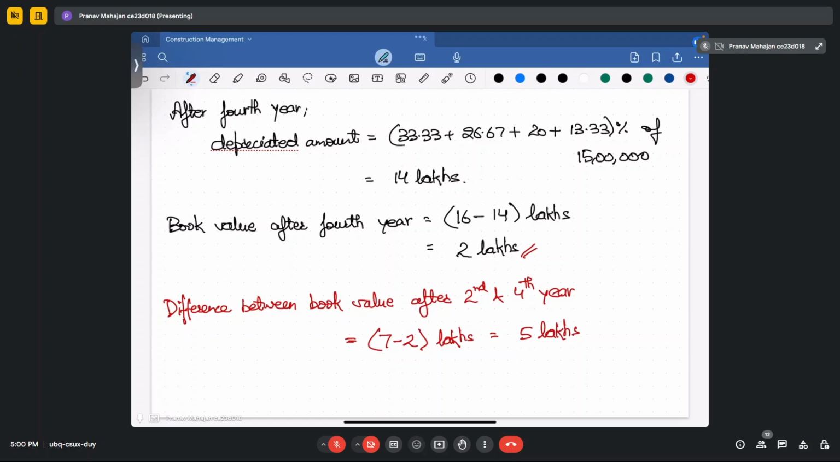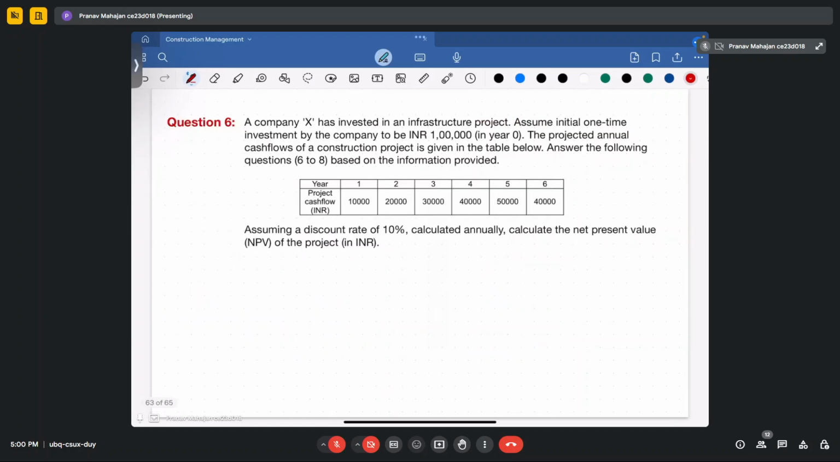Okay, this is how you are required to solve the problems related to the sum of years method. So next you have a good problem. In this you are required to calculate the NPV of the project. It is mentioned in this question that company X has invested in an infrastructure project. Assume the initial one-time investment in the company to be 1 lakh, that is on year 0. And for every year, the projected annual cash flow of the project is given in the table below.